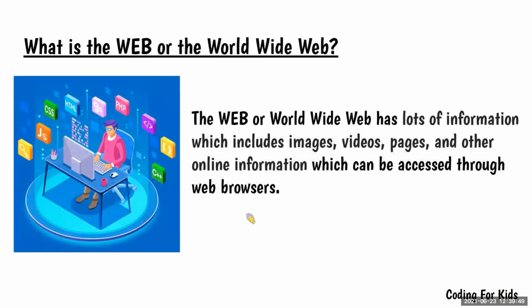Now let's look at what the web, or the World Wide Web, is. The World Wide Web is abbreviated as www, and that's what comes in front of lots of domain names, and I'll talk about what that is later. But the web has lots of information, which includes images, videos, pages, and other online information which can be accessed through web browsers.